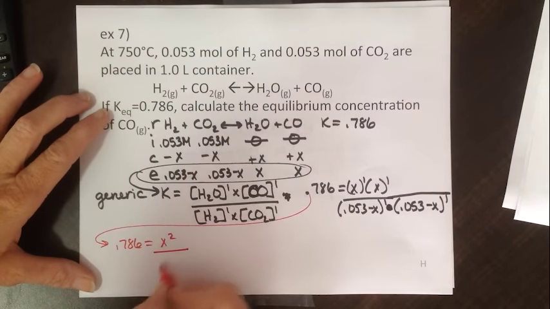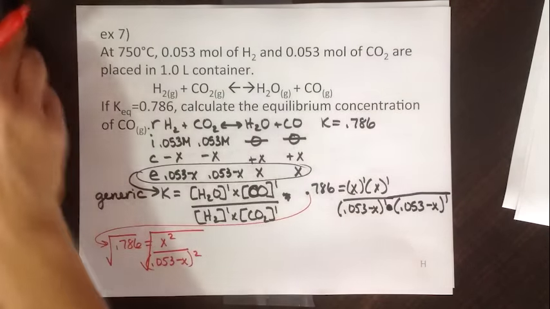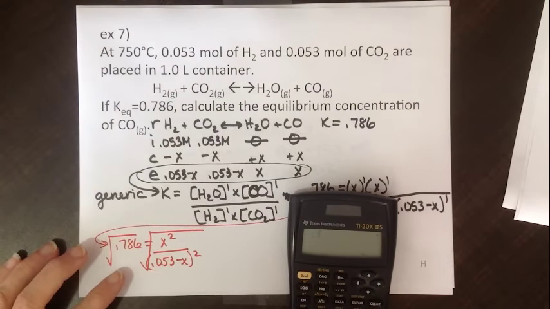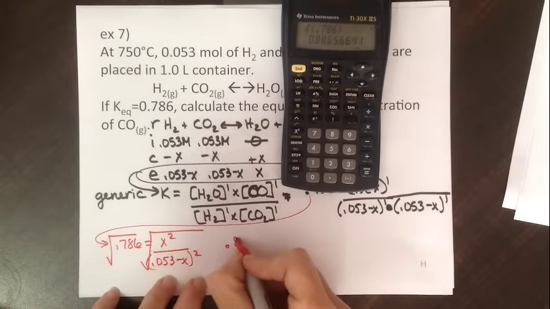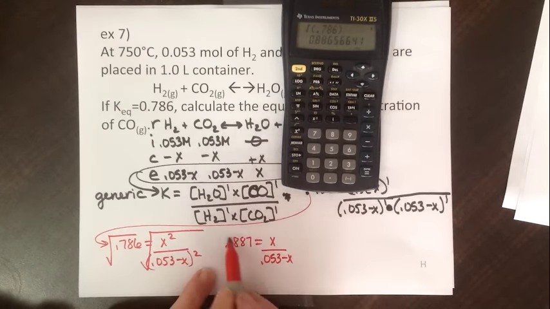786. I'm just cleaning life up here. 0.053 minus x squared. I'm going to square root both sides. So let's see what I get here. So I need 0.786. I need to take the square root of it. I also need to learn how to use my calculator, so I'll go the other way. 0.786 is 0.887. So 0.887 equals x over 0.053 minus x.